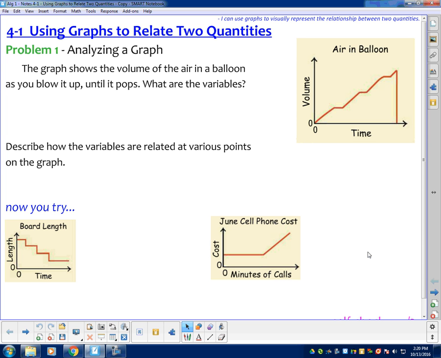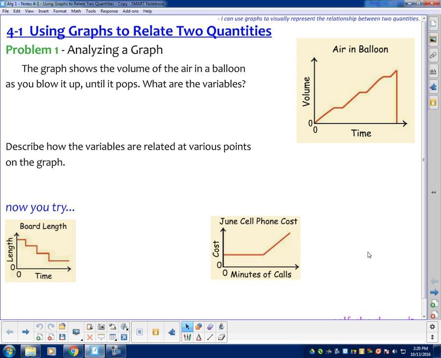Okay, so that's what this is modeling. So I'd like you to write that down right now. Write a description down, okay? This is somebody blowing up a balloon, and each time they take a breath, the volume stays the same. These people are bad at blowing.